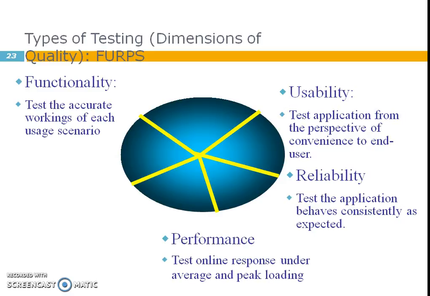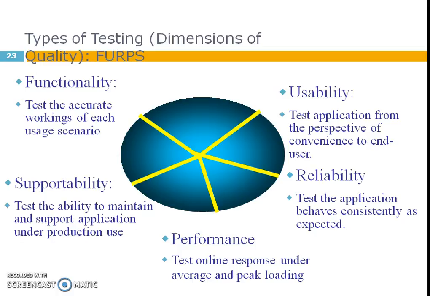These are the basic types of testing called FURPS, which stands for functionality testing, usability testing, reliability testing, performance testing, and lastly supportability testing. We can add one more S here for security testing. So that's all about the basics of software testing.